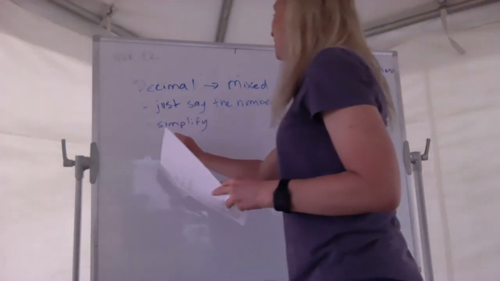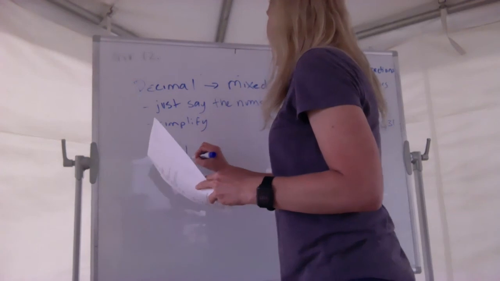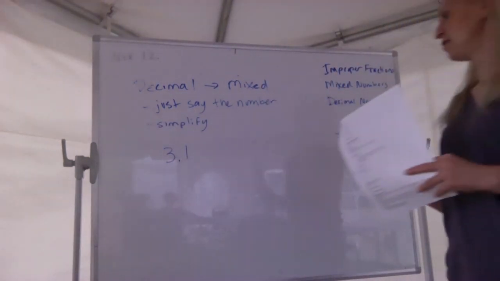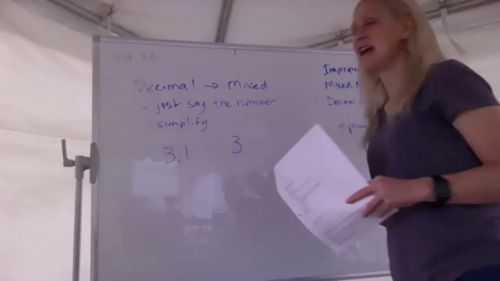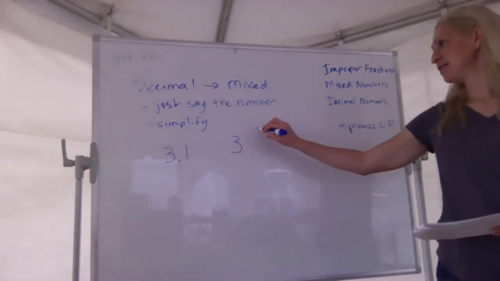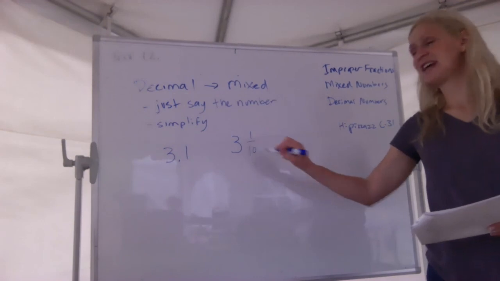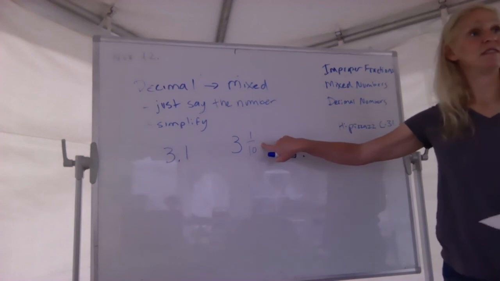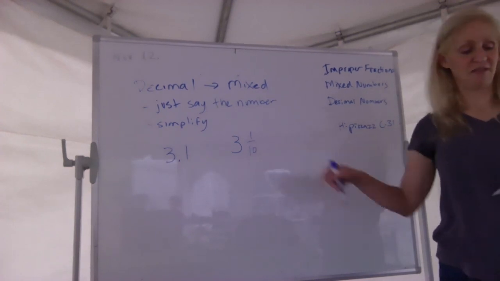Okay, so if we have this, how do we say that correctly? 3 and 1/10. Okay, so 3 and 1/10. That's super easy, right? You just have to say it and then write it out that way. Can we simplify this at all? No, that's done right there.